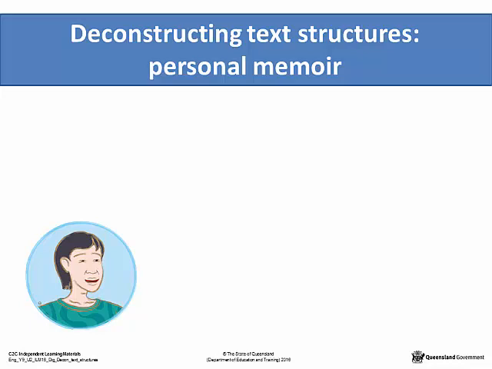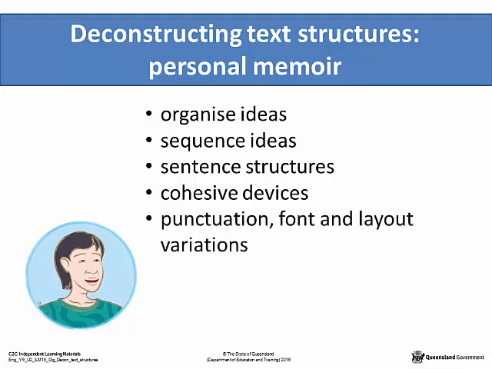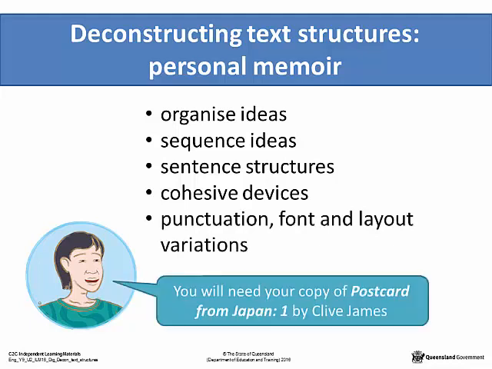In this video, we will deconstruct a personal memoir to find out what text structures are generally used. The text structures used in a personal memoir are similar to that of a narrative text. The writer must consider how to organize and sequence ideas, use a range of sentence types and cohesive devices to keep the text flowing, and use deliberate punctuation, font, and layout to enhance the text. You will need your copy of Postcard from Japan 1 by Clive James.